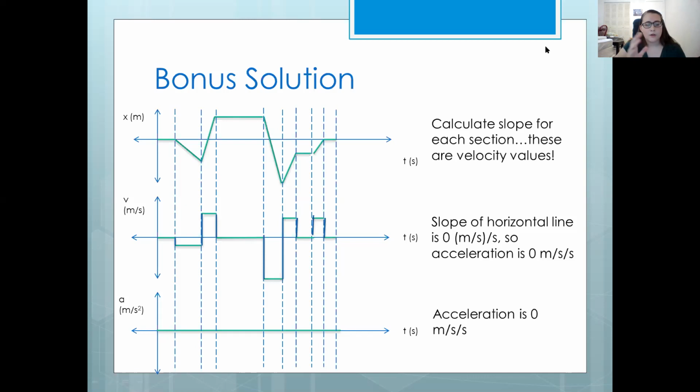And same idea going from velocity to acceleration. We're just looking at the slope of the line at each section. So if we have a positive slope versus a negative slope versus a flat line, that tells us about the acceleration, right? If we have a positive velocity slope, then we have a positive acceleration. If we have a negative velocity slope, then we have a negative acceleration.